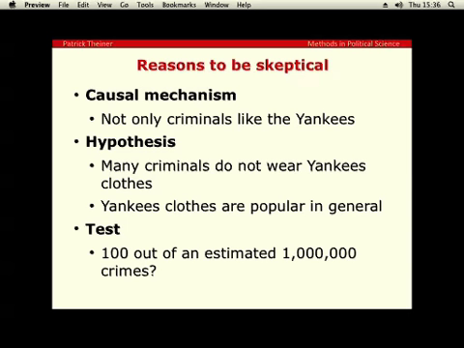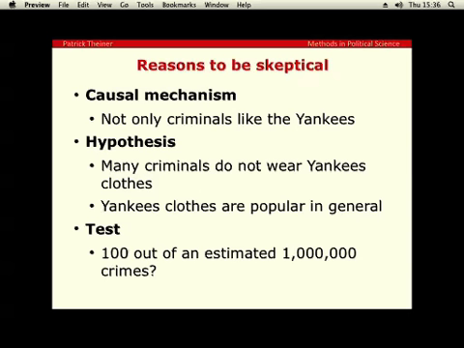Well, obviously there's some reasons to be skeptical because that theory is complete BS, okay? We know that. We probably knew that when we looked at the article, but let's think about it systematically, right? The causal mechanism, the story that it tells, is obvious baloney, right? It's not that criminals like Yankee stuff, it's that everyone kind of likes Yankee stuff, at least in New York. So obviously it's not just criminals that like to wear cool clothes, it's everyone. So that can't be a distinguishing feature.